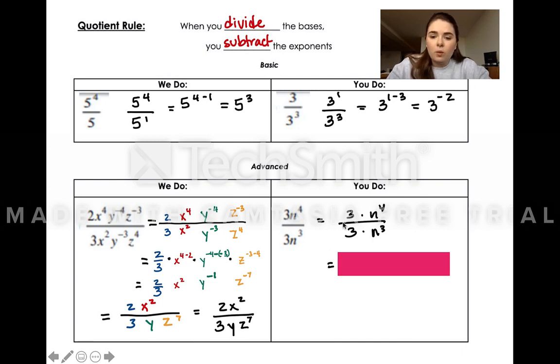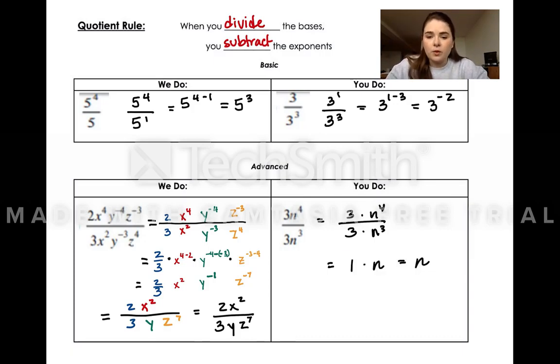So when I am going through this again, I want to be thinking about how I can break this into parts. And so I'm going to first divide the 3's. 3 divided by 3 is just 1. And then I'm going to use the quotient rule on the second part here, n to the fourth divided by n to the third. And so this gives me just n to the first power, and my answer is n.